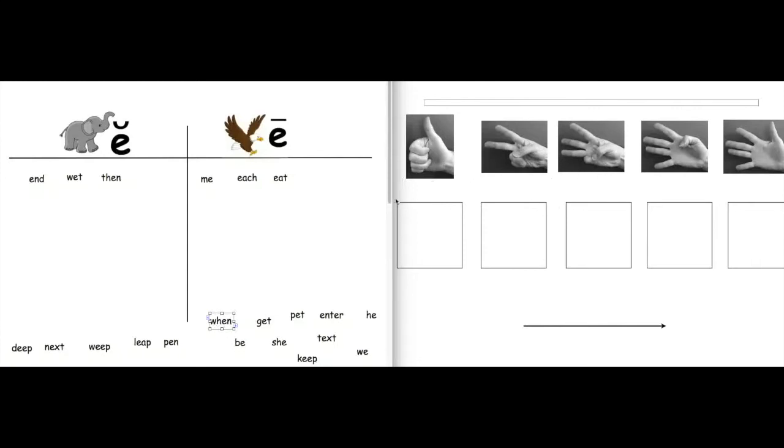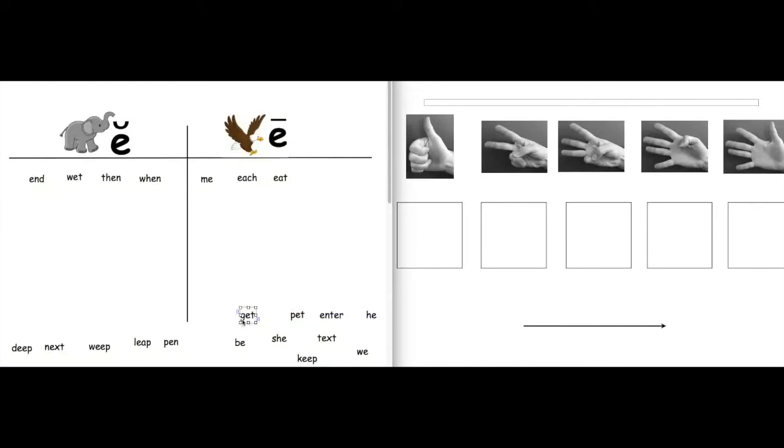When. Again. When. 3 sounds. I heard it too, right here in the middle. When. When is a short E sound. Very good. Let's look at another one.